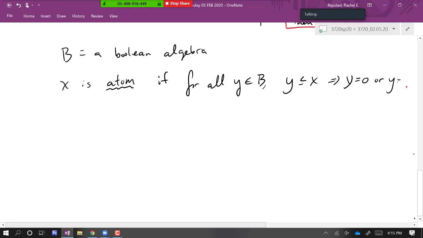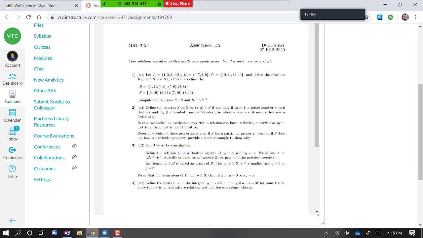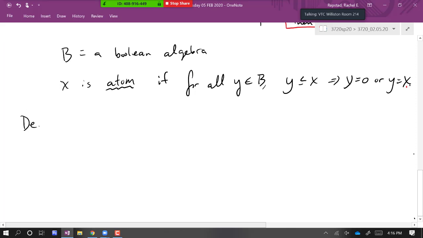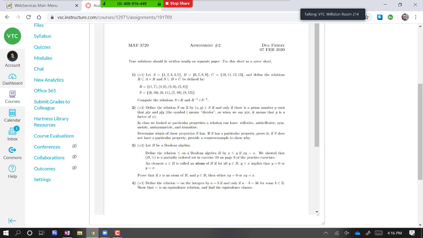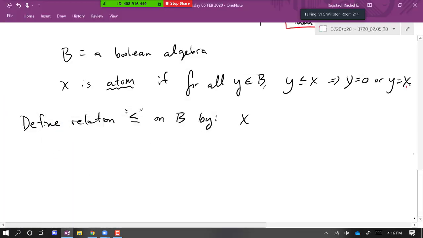The relation, you're going to understand this relation really well. It's going to be almost intuitive by the time we're done, I think. I know those are bold words. So we define the relation. I guess this could have come above, but we define a relation on B by the following. X is related to Y if and only if xy is equal to x.